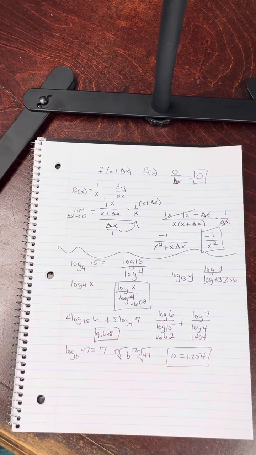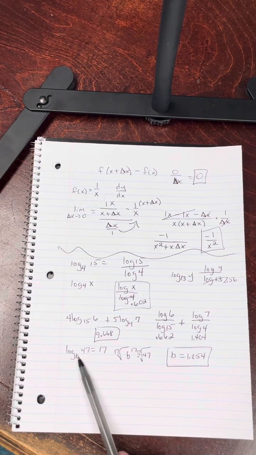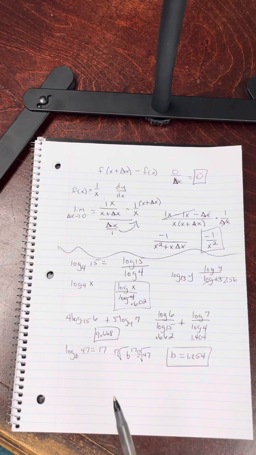1.254. Now you could try to do the log of 47 over the log of b. But you see, once you put that log of b in the denominator, it's not helping you. That's why the rearrange is much better and faster there.